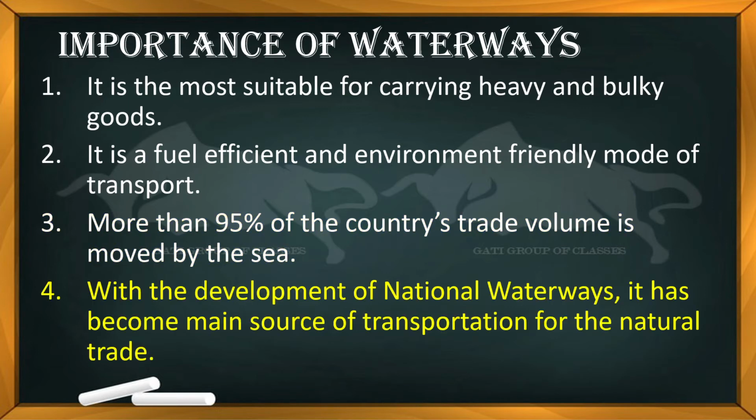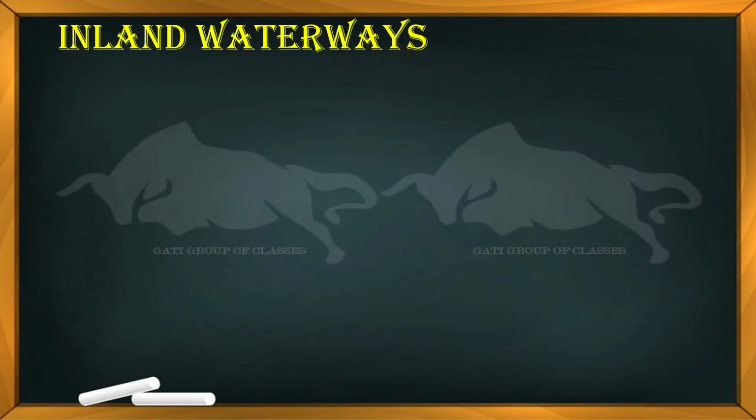And with the development of the national waterways, it has become a main source of transportation for the national trade as well as for the international trade. Like all the trade, we people are doing trade at the international level also, but still those are also used by the sea only. So what are the inland waterways?